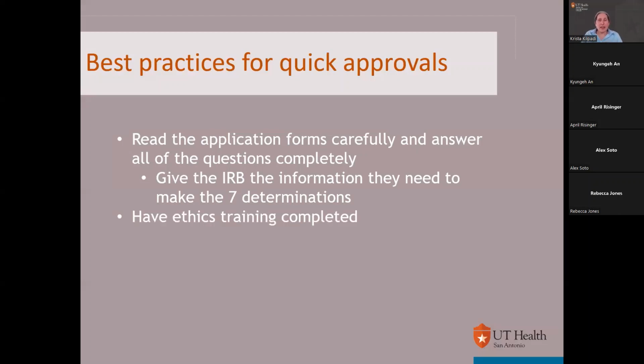Try to have your ethics training completed before you even get started, and then that'll be one less step that you have to take once your study's approved. So you can do that at www.cityprogram.org. Just sign up for that. We've got some more information we'll talk about later about how to get that done.